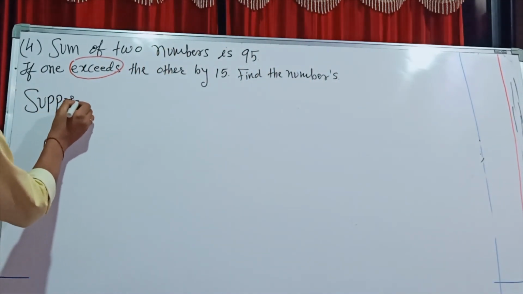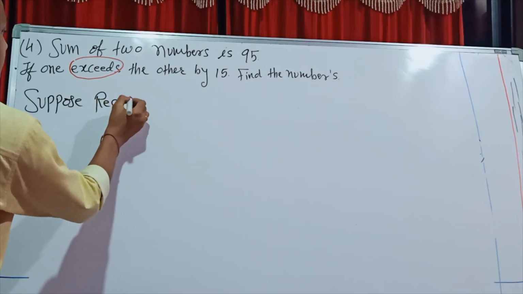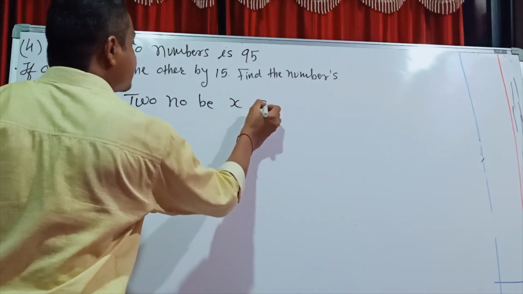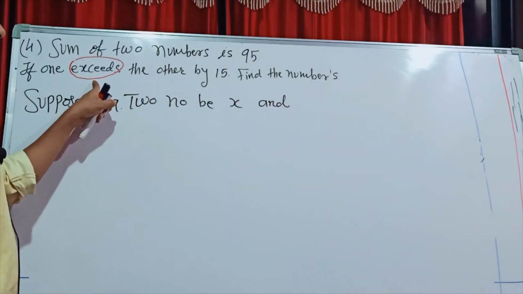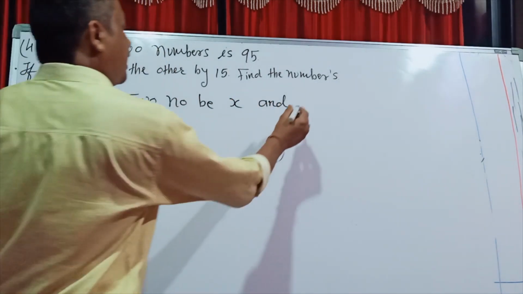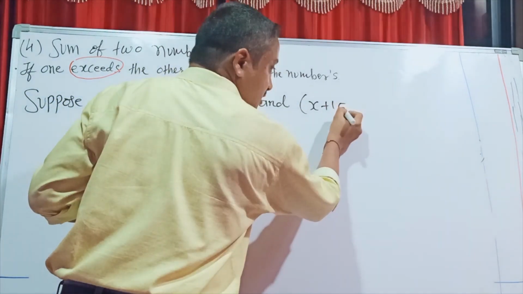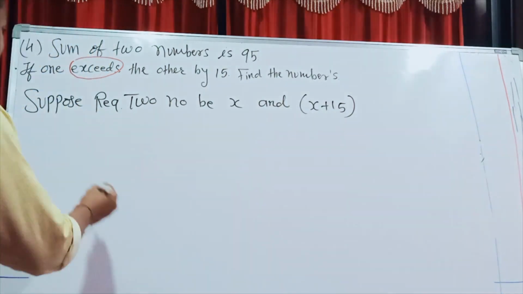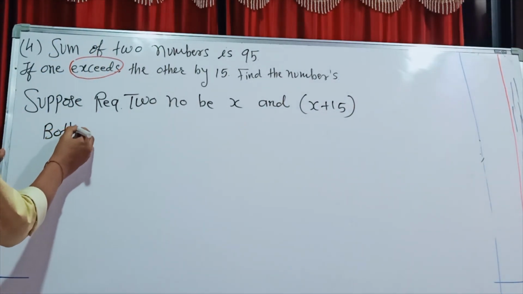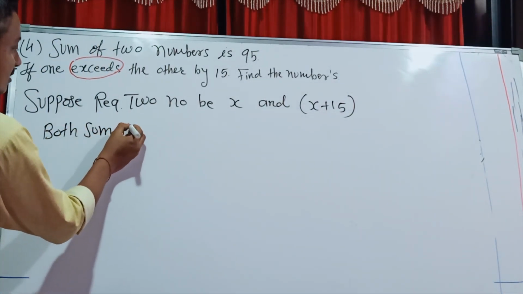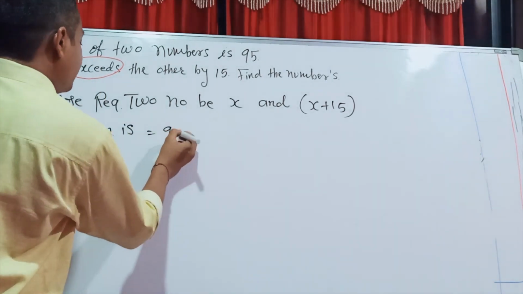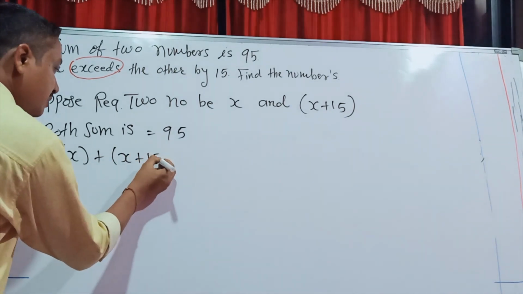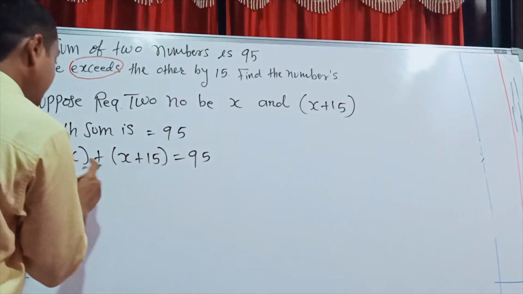So here start. Suppose required two numbers are x and, yes students, exceed means the ahead number, x and x plus 15. Just my suggestion. And read that the sum of both is 95. So both summation is how many? 95. So x plus x plus 15 is equal to 95.